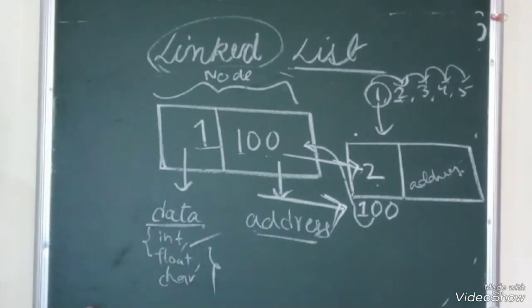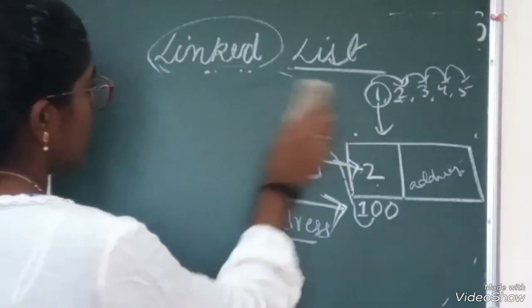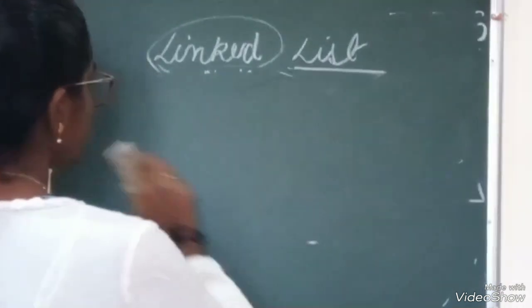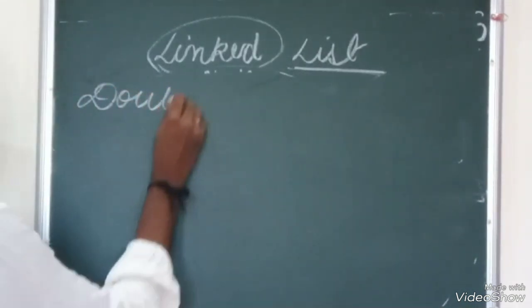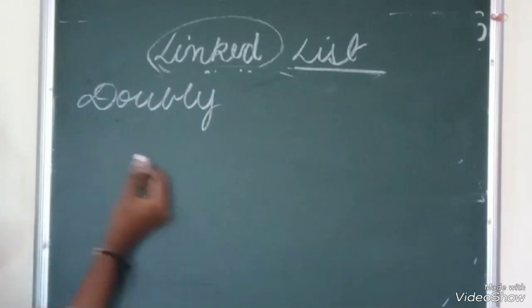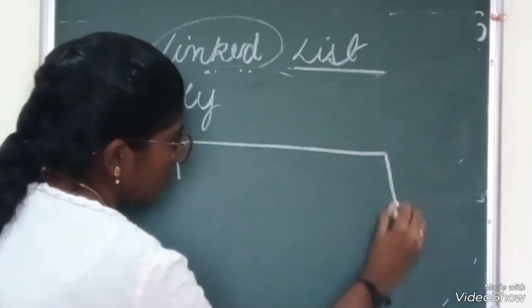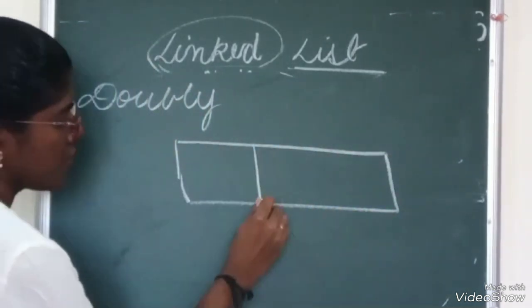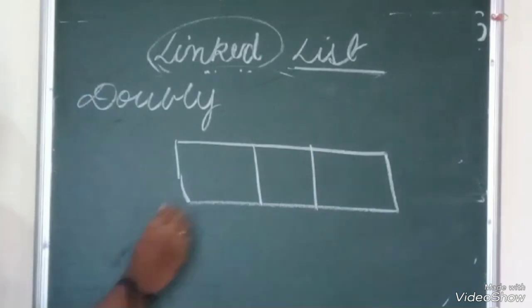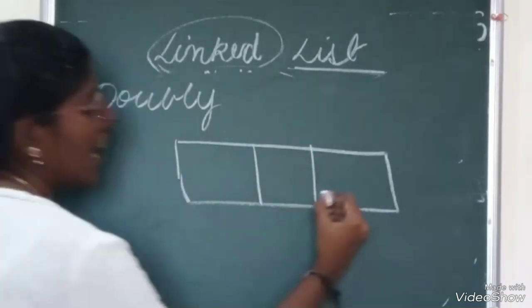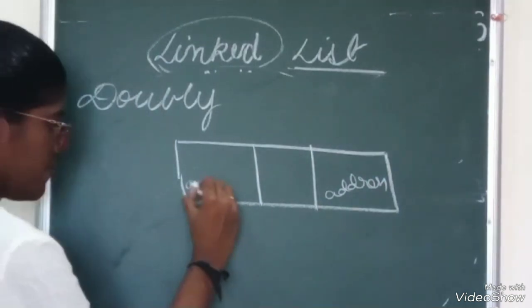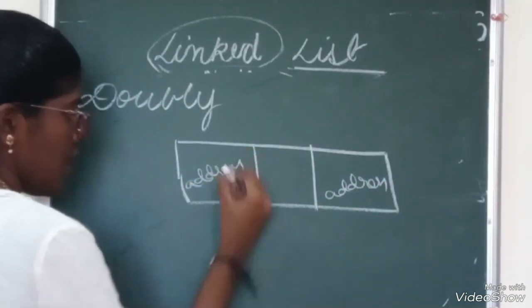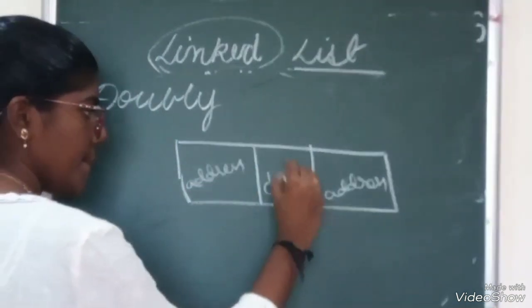That is a single linked list. Now if we are talking about a doubly linked list, the structure of a doubly linked list is going to be like this. We have 2 columns for storing the address, and here we have data.